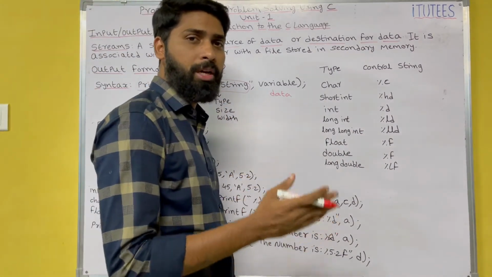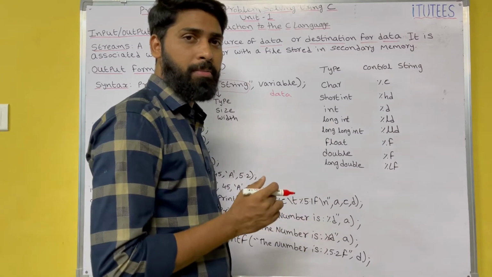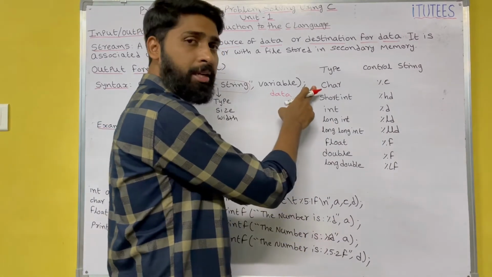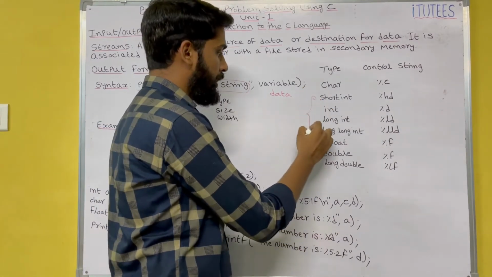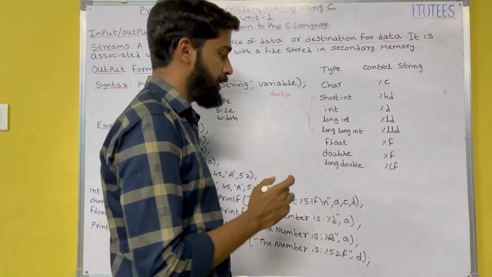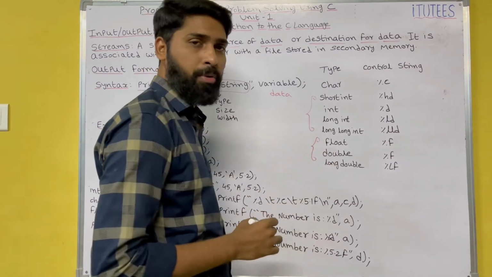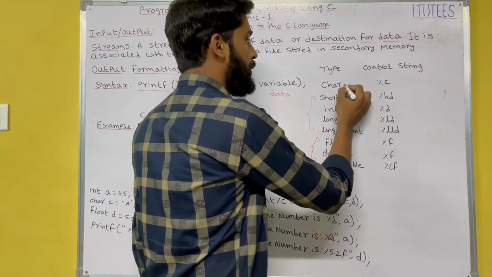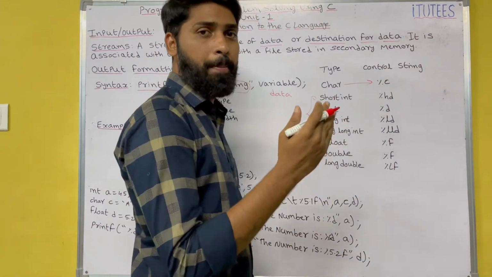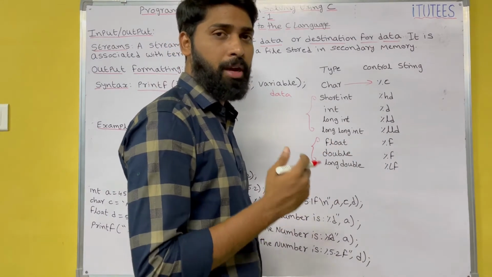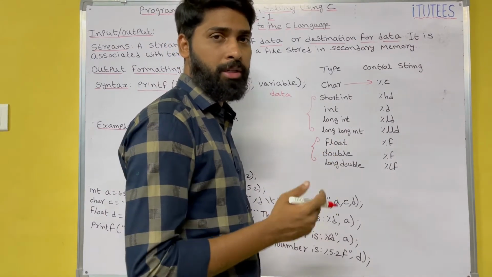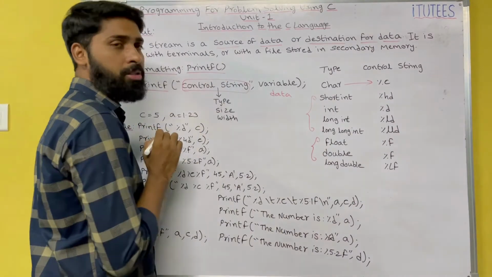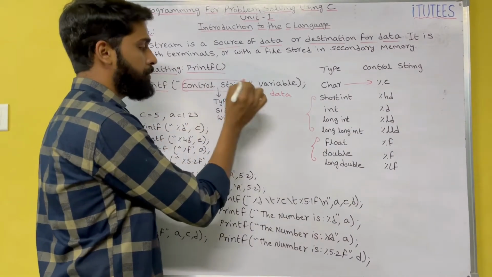I hope you all know the different data types available in C language: char, short int, int, long int, and the floating point types float, double, long double. So how can we represent the char? By using %c control string. That means if I want to print a character on the monitor, I specify this control string as %c.